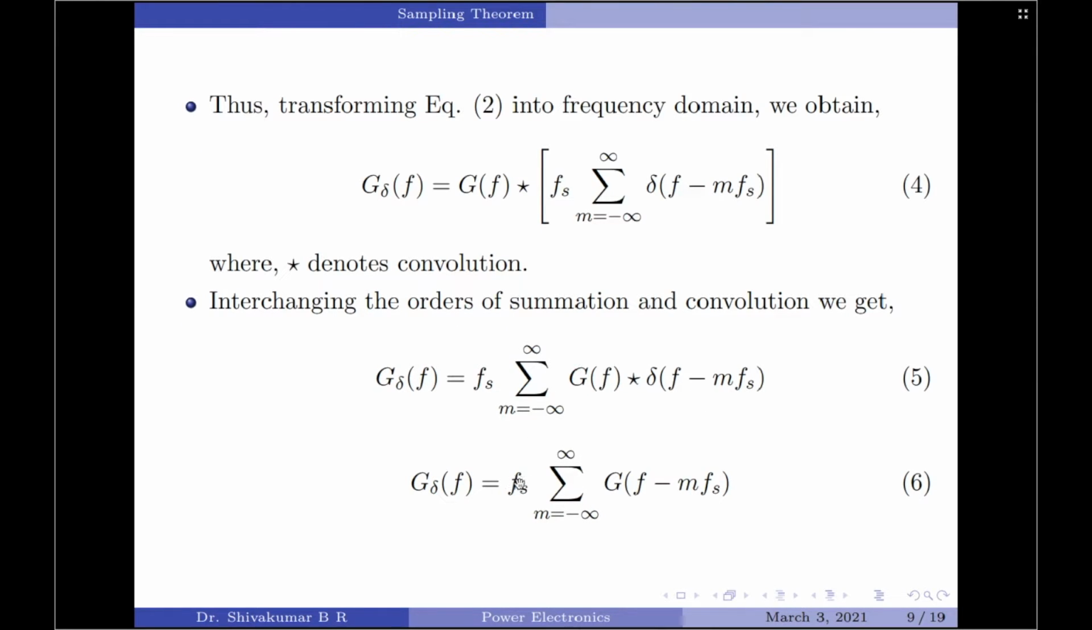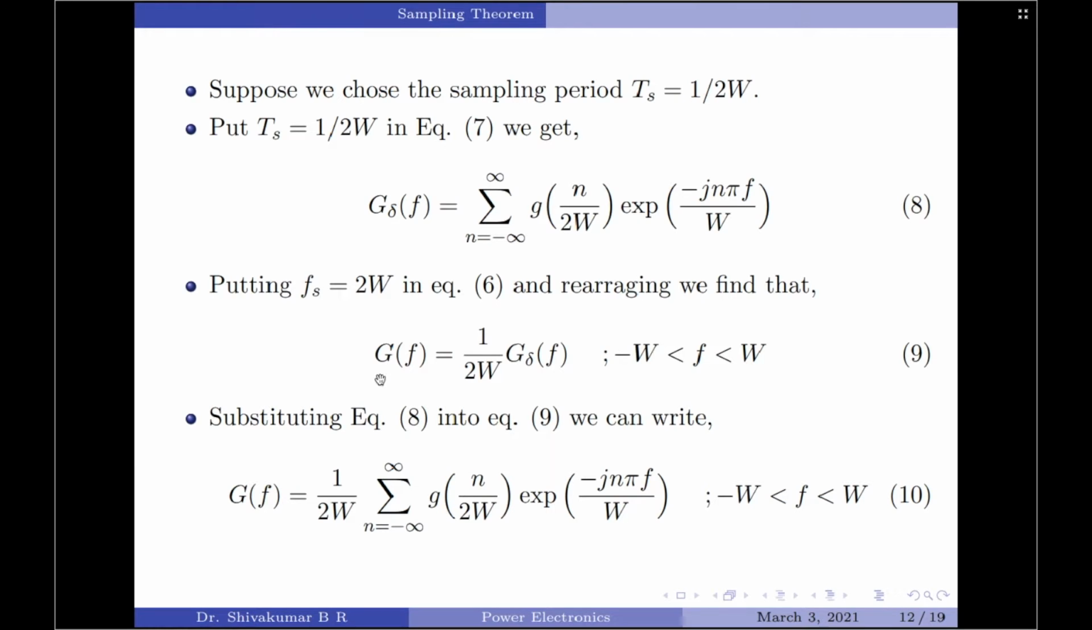So, I am going to substitute fs equals 2w, and rearrange this equation to get a new equation, which is given by G(f) equals 1 by 2w into G delta(f). Now, since our g(t) is strictly band limited, I must put the limits of frequency as minus W less than f less than plus W. This is necessary because we have assumed our input signal g(t) to be strictly band limited. Now, you can see equation 9 RHS is G delta(f).